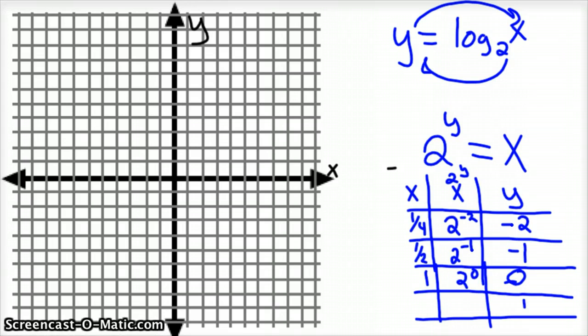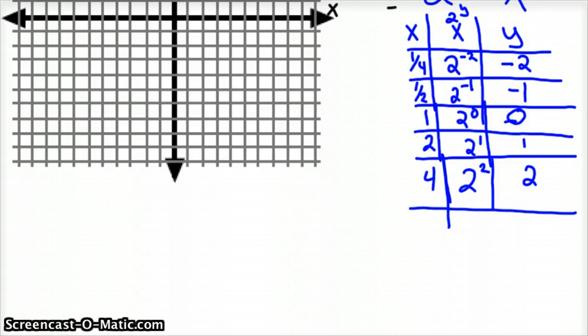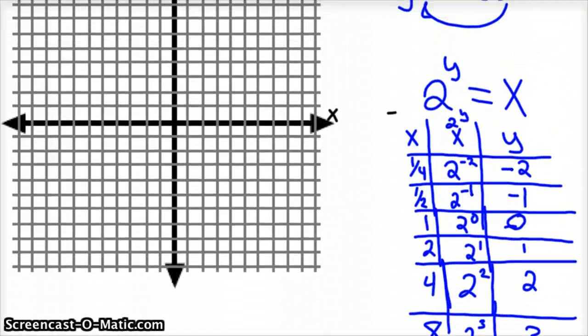Now we're at 1. 2 to the first power is 2. Let's extend the page here a little bit so I can fit the last couple in. 2 would be 2 to the second power, which is 4. And then finally, let's just stick with 3. 3 would be 2 to the third power, which is 8.